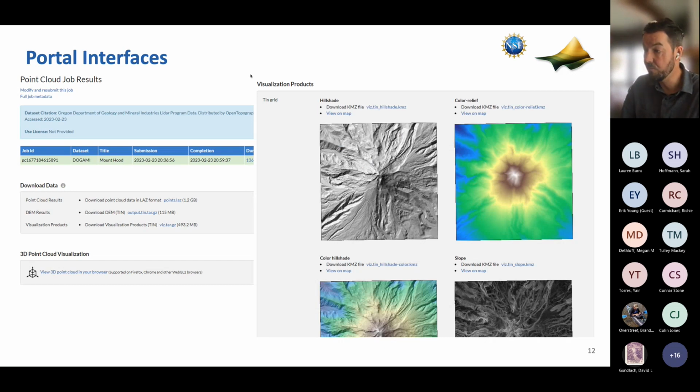Here are computed-on-the-fly browse images of Mount Hood in different ways. Upper left is just a hillshade, the upper right is just color relief, bottom left is color relief merged with a hillshade, and lower right is a slope map. Again, these are all dynamically generated products that are free to download from OpenTopography.